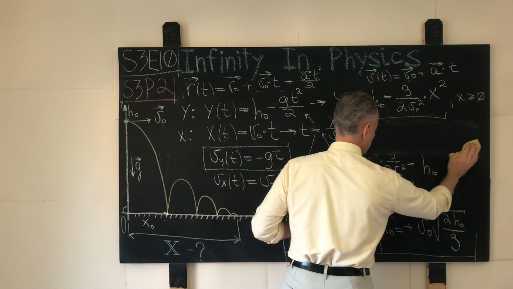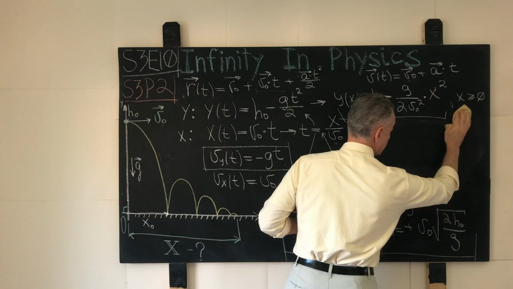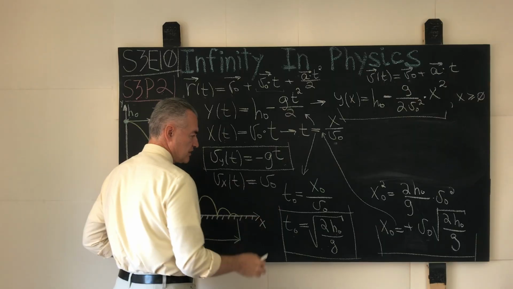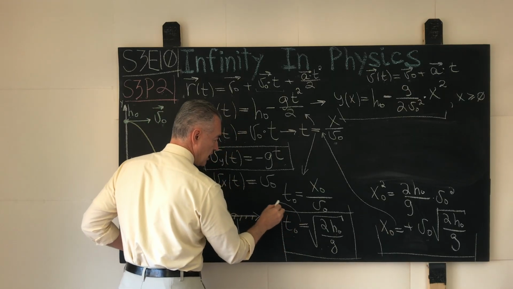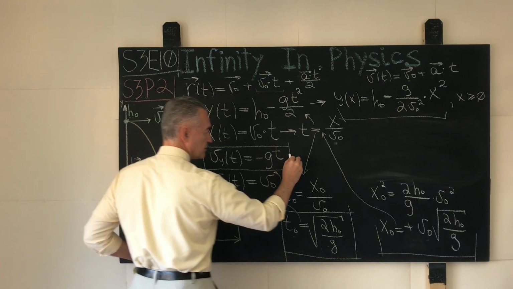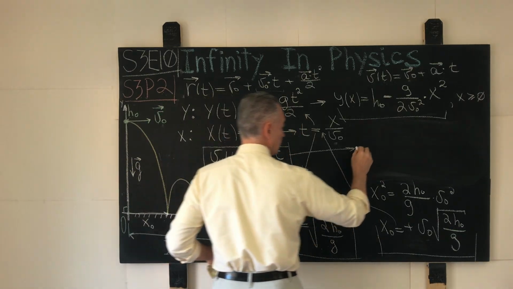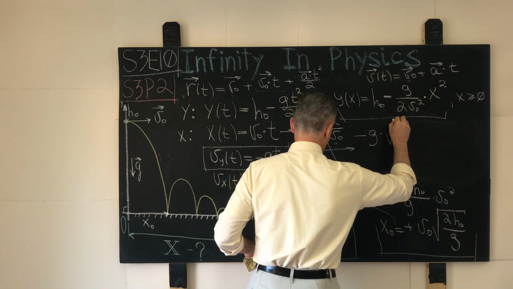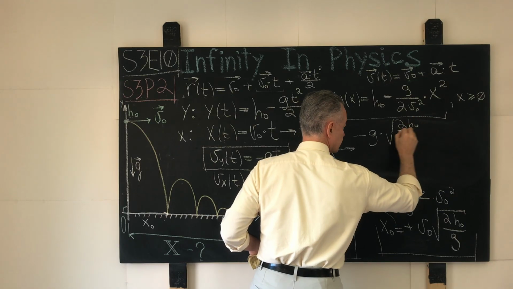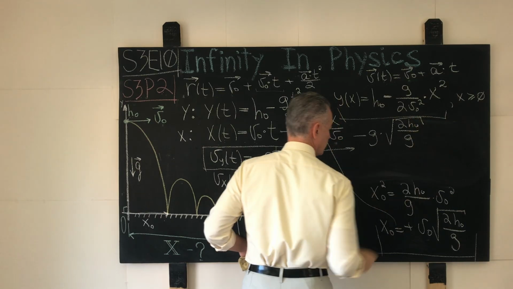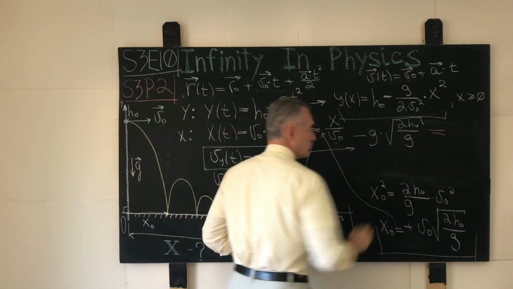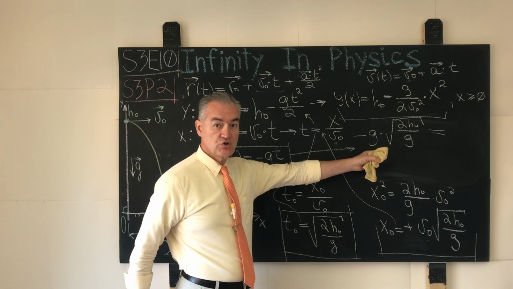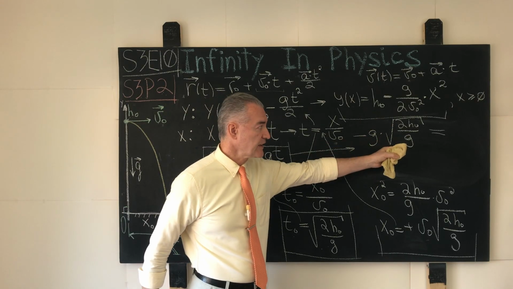You guys should be able to reproduce it on your own or rewind this video. But now let us execute this maneuver. Look at this. This goes into here, and then what will happen? It will be minus g times square root of 2h0 over g. And that means what? If we move one copy of g under the square root, what will happen? g will turn into g squared, and g squared in the numerator will cancel out.